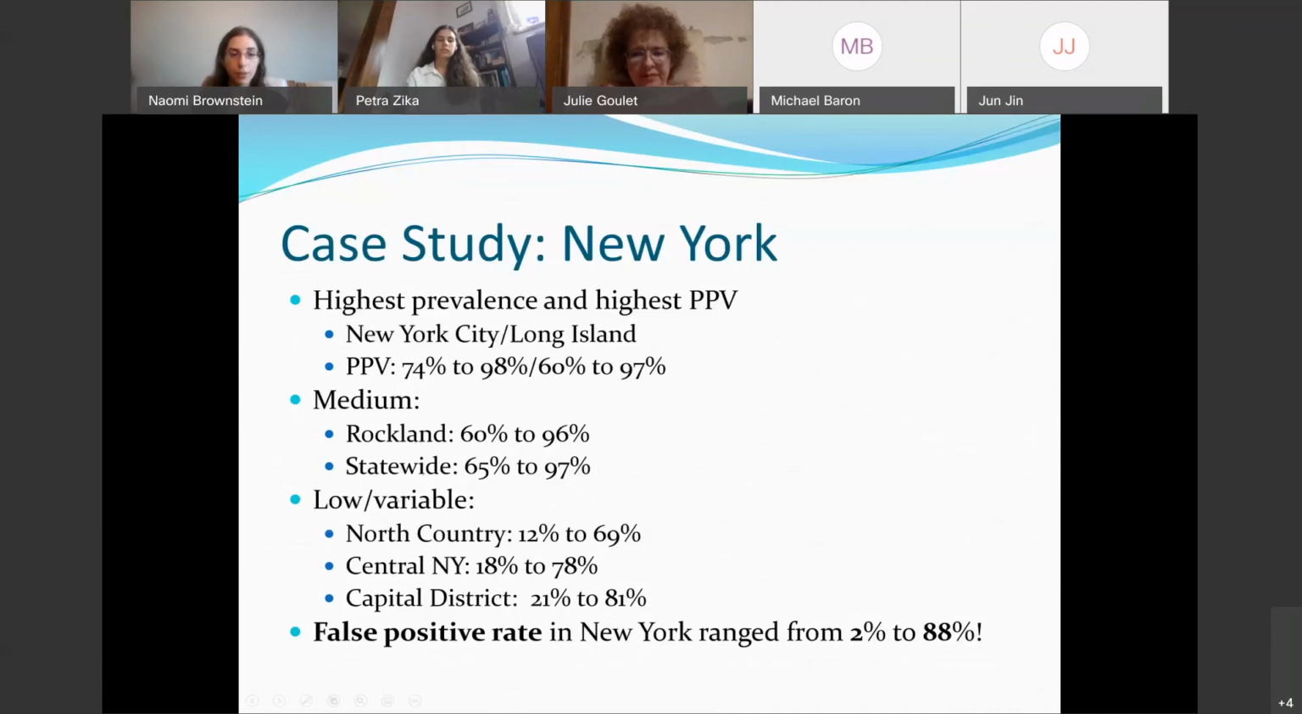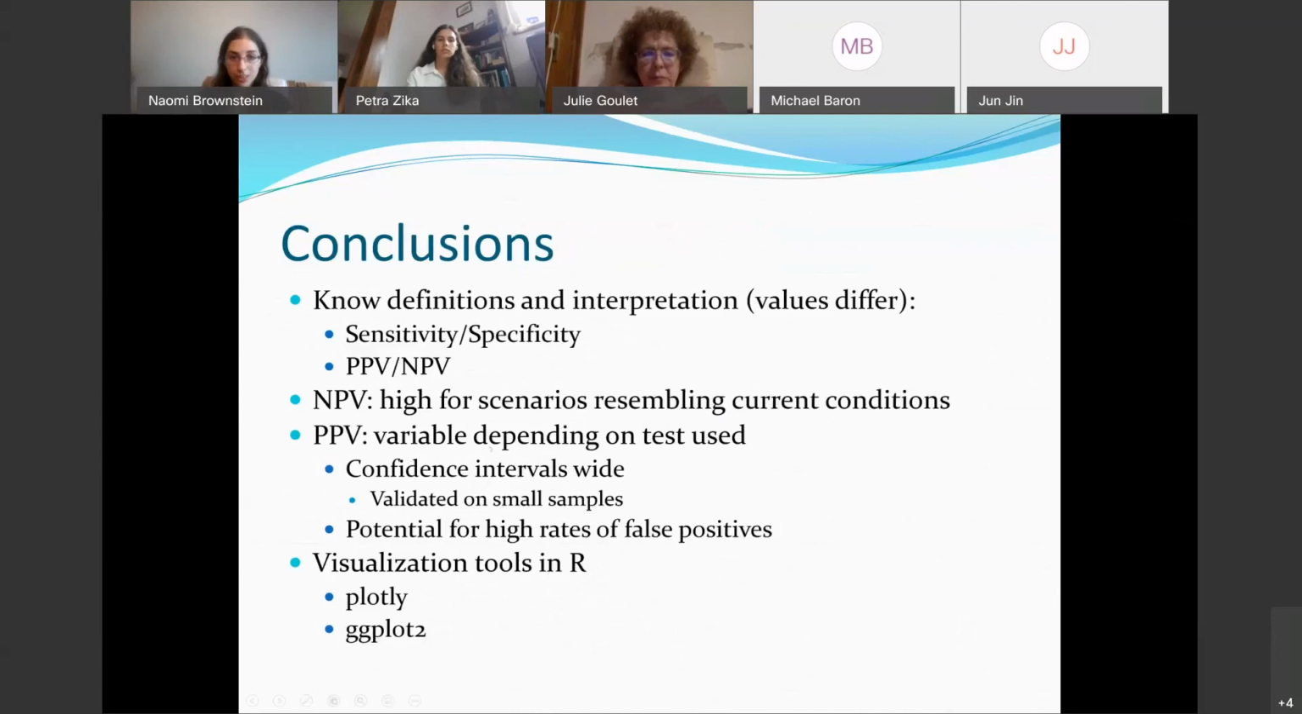But if you go to some of the other areas, we had in North Country, for example, 12% to 69% positive predictive value. And then you flip that, that means you could have up to 88% of the positives were false in North Country. So overall, this meant that the false positive ranged from 2 to 88%. So the conclusions that I want to go over are basically know the definition.